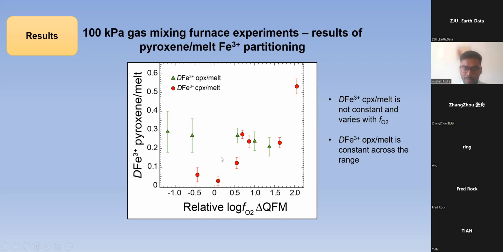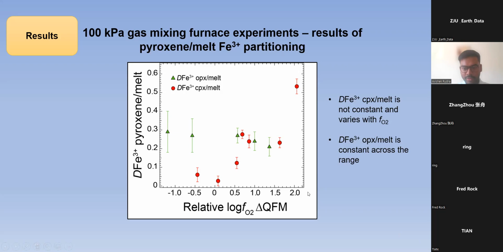Remember this, we're talking about partition coefficient, not the concentration of ferric iron. The concentration of ferric iron both in the melt and the pyroxene will increase as a function of FO2 because you have more ferric iron in the system. But not only the concentration, but also the partition coefficient itself increases as a function of FO2.